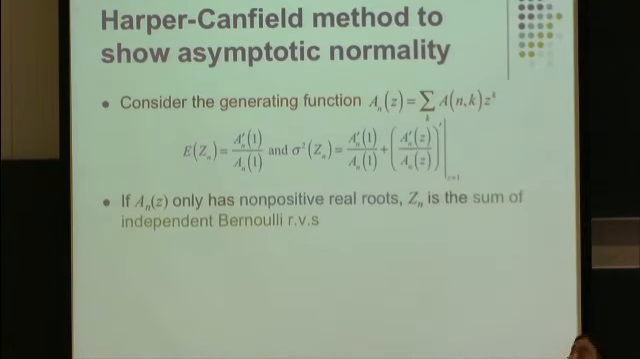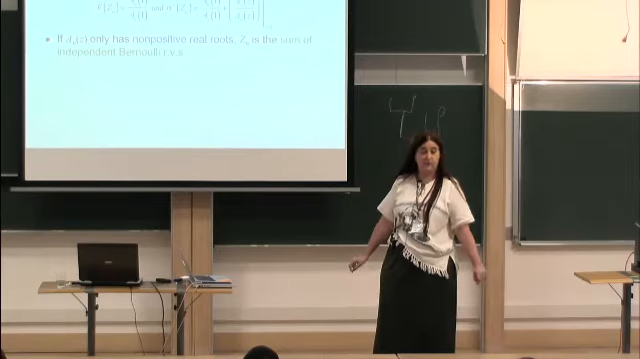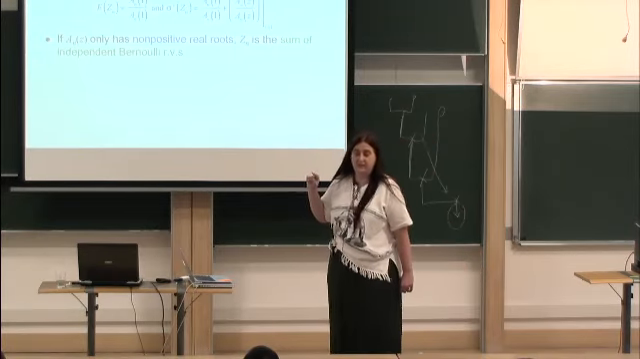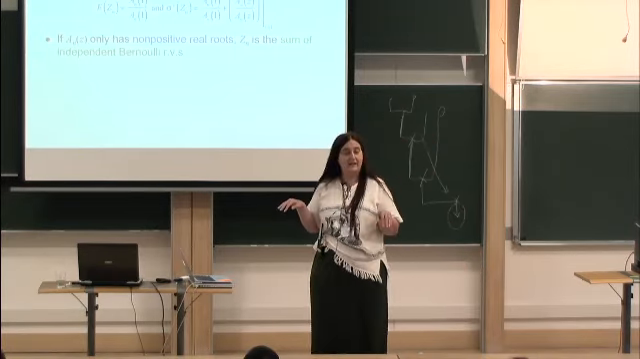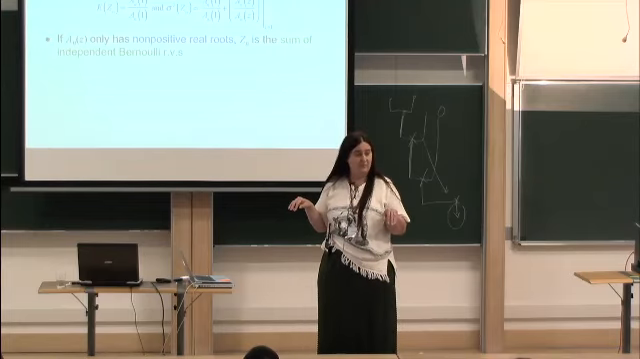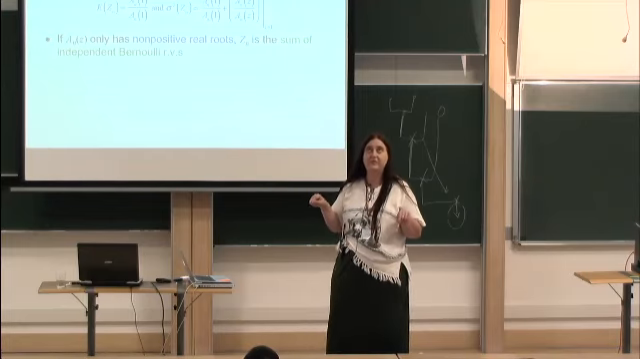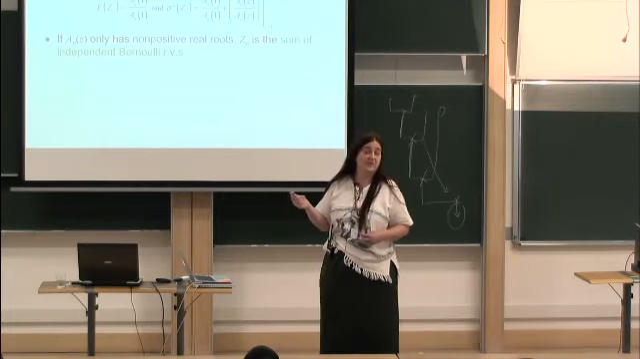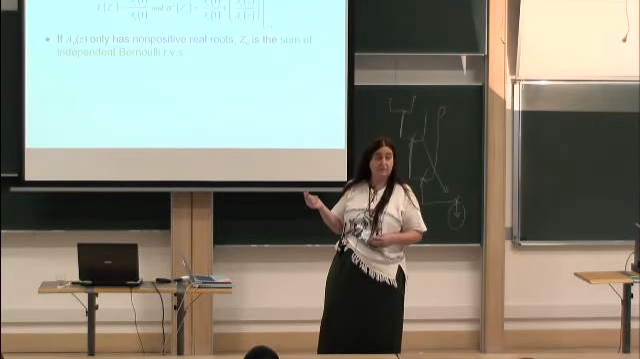And if you can show that this generating function has only non-positive real roots, so all the roots are real and all the roots are non-positive, then the probability generating function actually can be written as the product of probability generating functions of Bernoulli variables, which means that this variable Z sub n can be thought of as the sum of independent Bernoulli random variables.